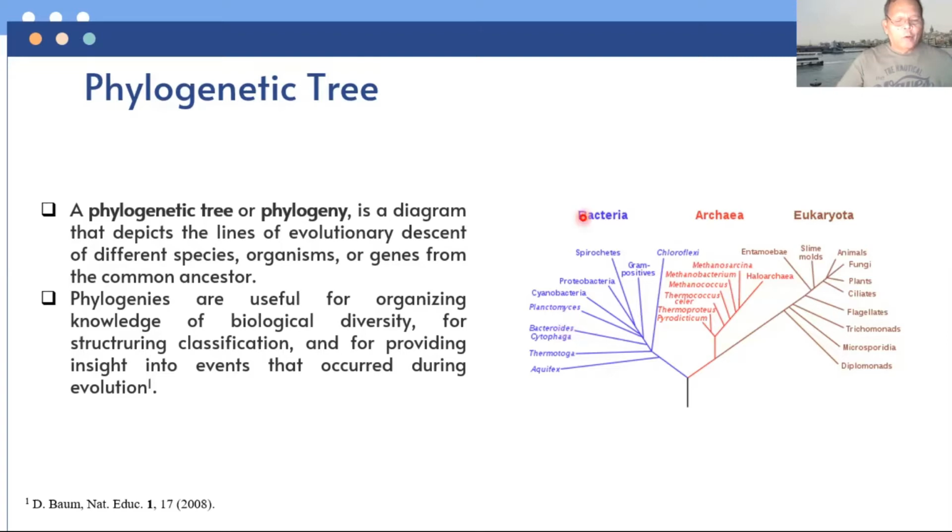Every phylogenetic tree is a hypothesis about relationship. Some are well supported by data, others are not.